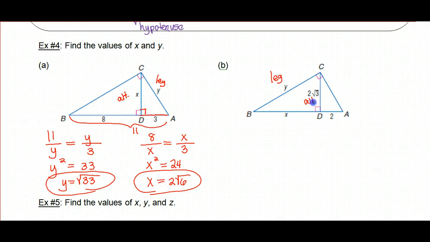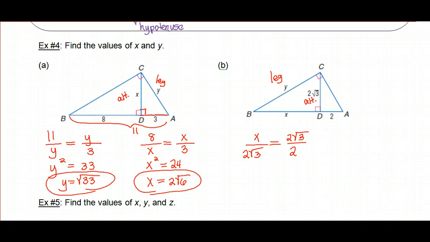So in this case, I'm actually given the altitude. So I'm going to put the 2 root 3 here and here, because that's the one that is the geometric mean of the two segments that make up the hypotenuse. That's going to be x and 2.